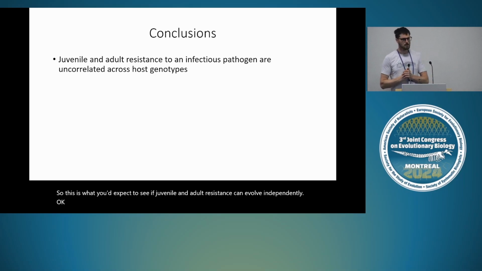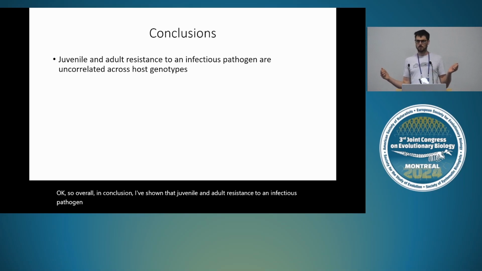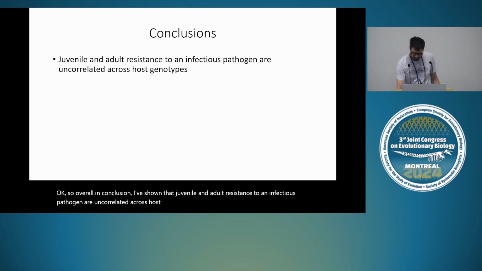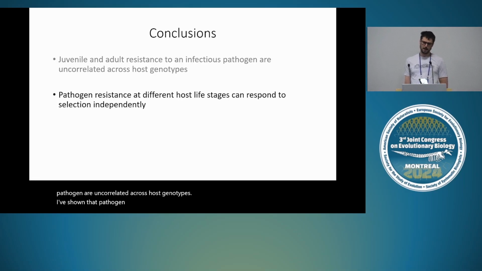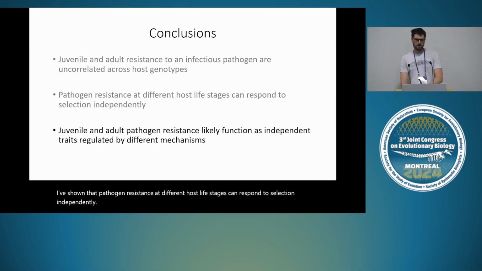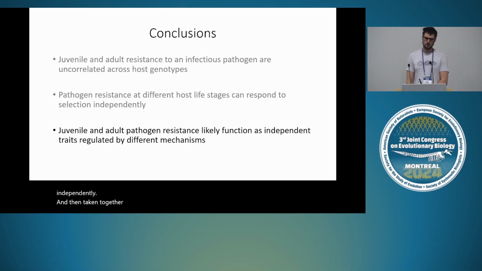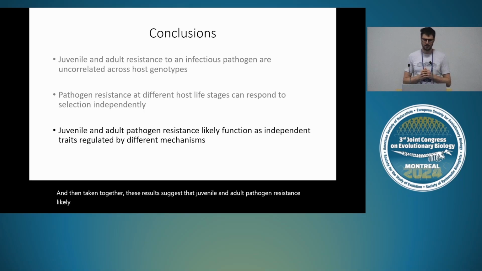Okay, so overall, in conclusion, I've shown that juvenile and adult resistance to an infectious pathogen are uncorrelated across host genotypes. I've shown that pathogen resistance at different host life stages can respond to selection independently. And then taken together, these results suggest that juvenile and adult pathogen resistance likely function as independent traits that can be regulated by different mechanisms.